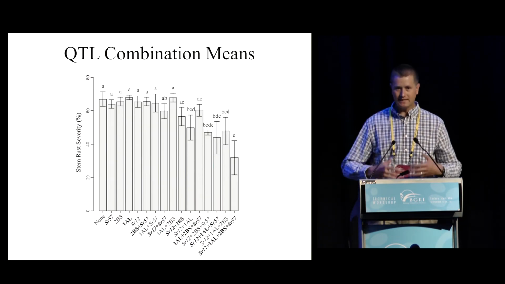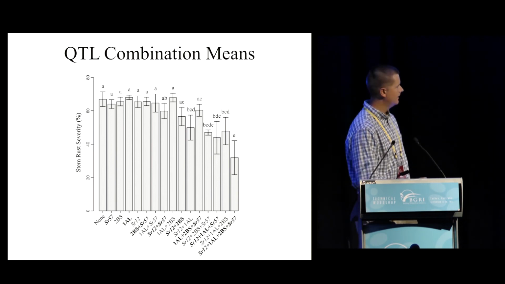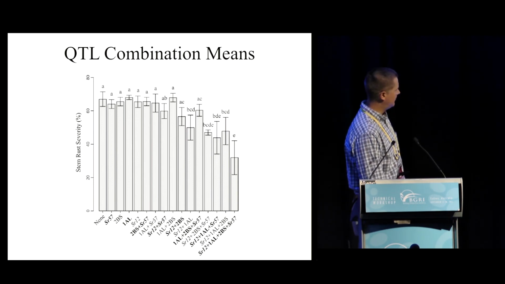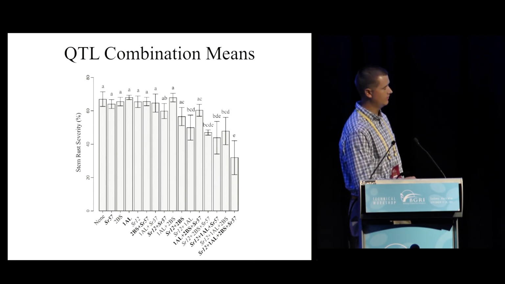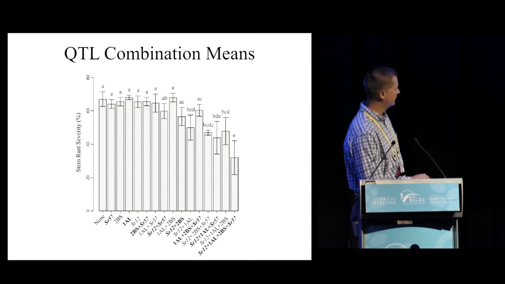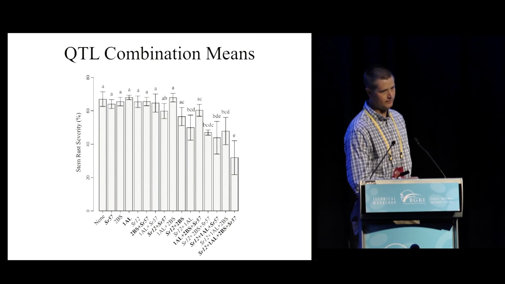What that means in the field on those lines is that we observed that the mean of RILs that didn't have any of the QTL had a stem rust severity around 65 averaged across those different environments. If you had any one of those single QTLs, you didn't get a significant reduction in the severity.